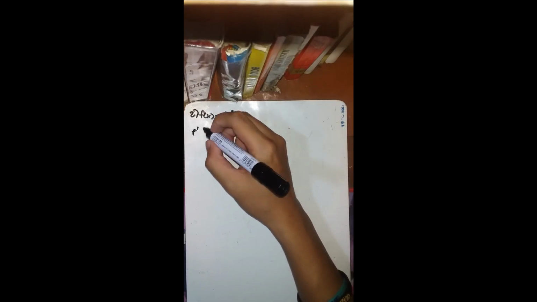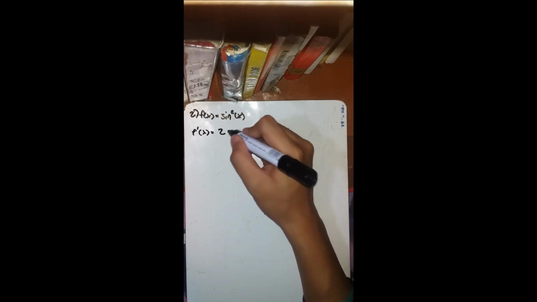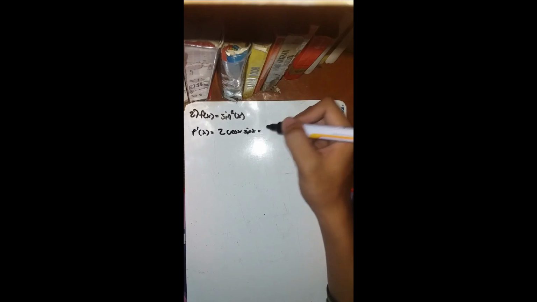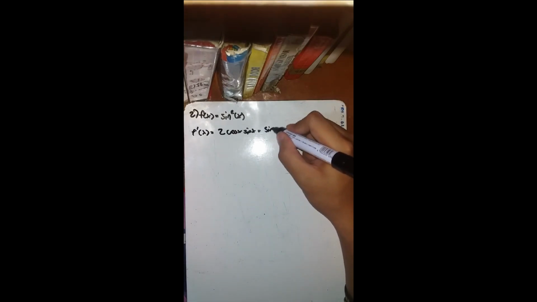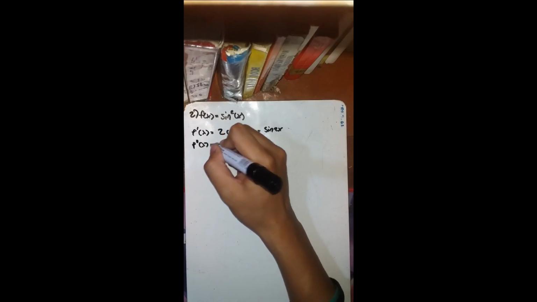Let's start with Maclaurin series. We have f of x is equal to sine squared x. First, let's do the first derivative, which is equal to 2 cos x sin x, which is equal to sine of 2x.